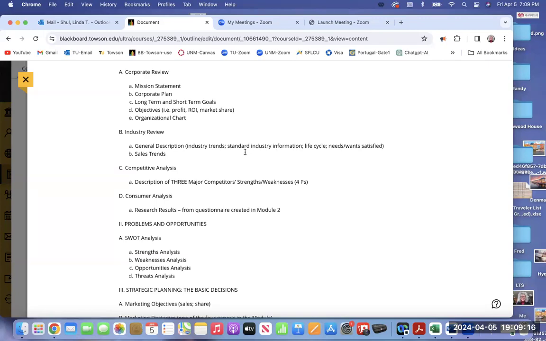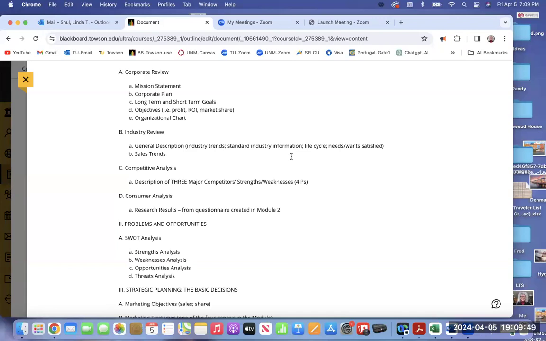So you would look up the restaurant industry, and every city, state, region will have a restaurant association, and they have really good information. Or you can go to Towson Library and look up databases. You can go to IBIS. You can go to a lot of different research websites and just get what's happening in the restaurant industry, because we know there are trends. We know after COVID, a lot of things changed.